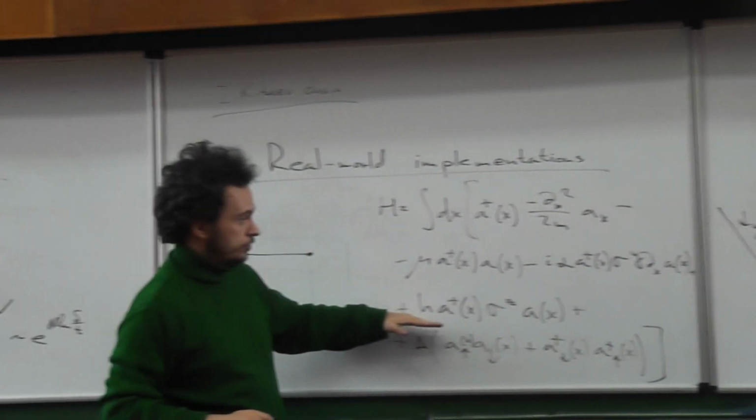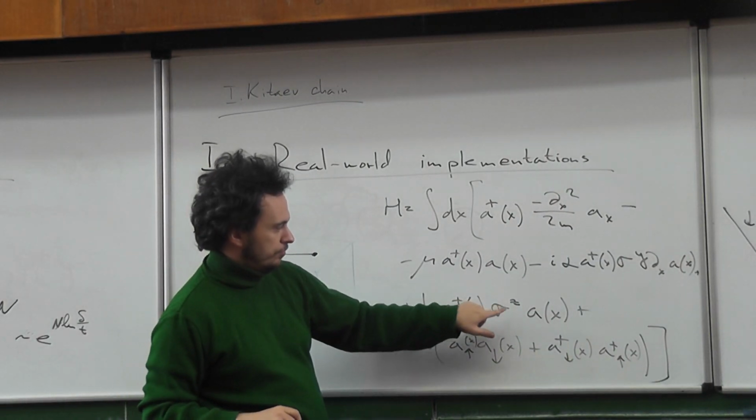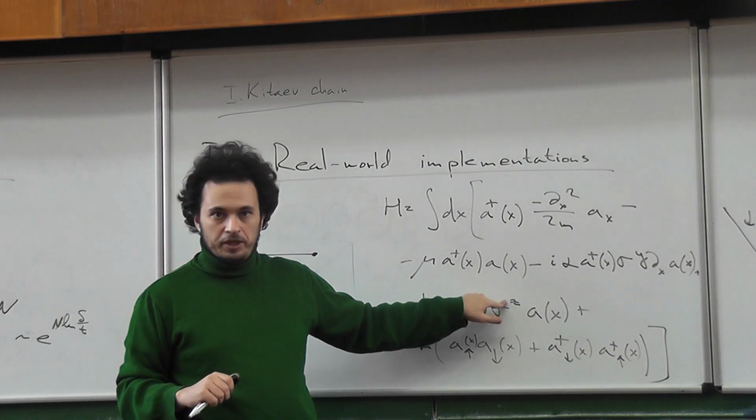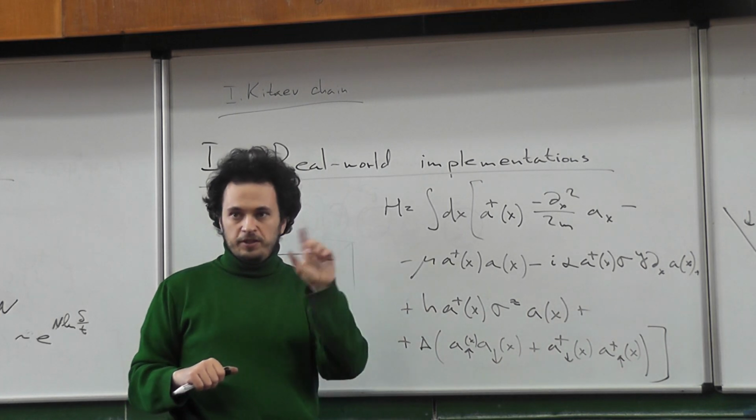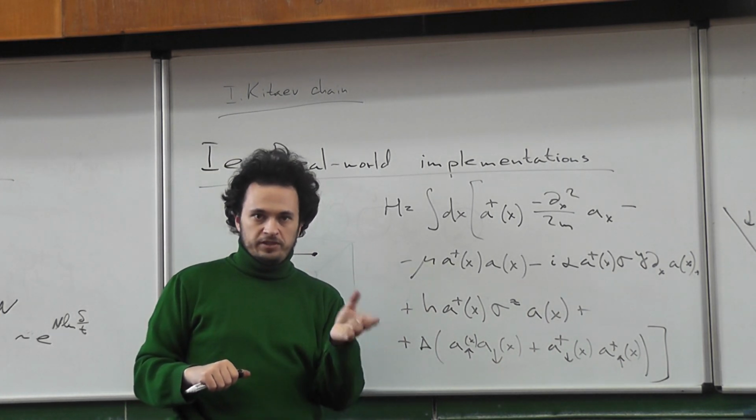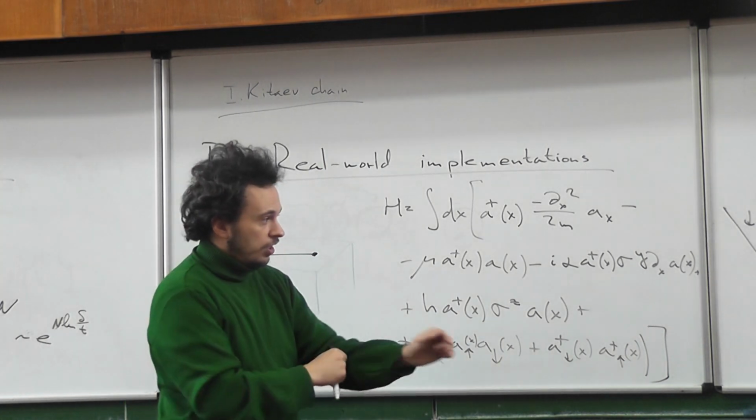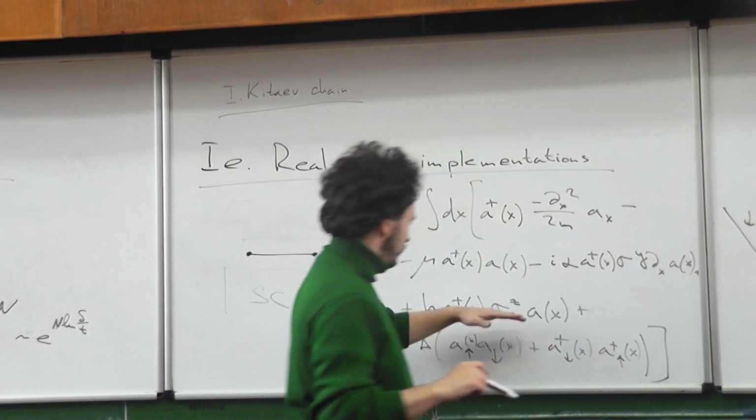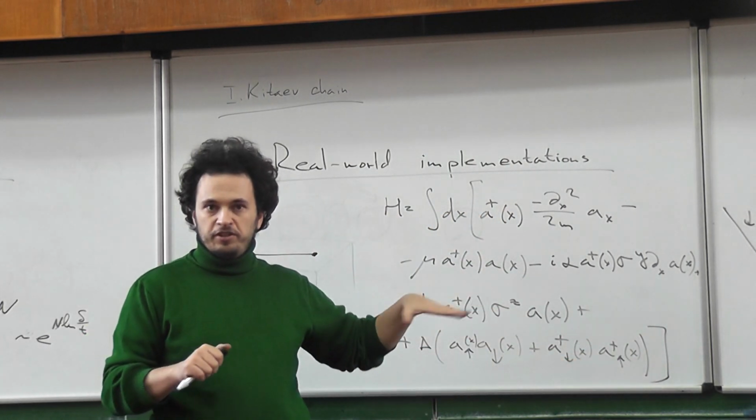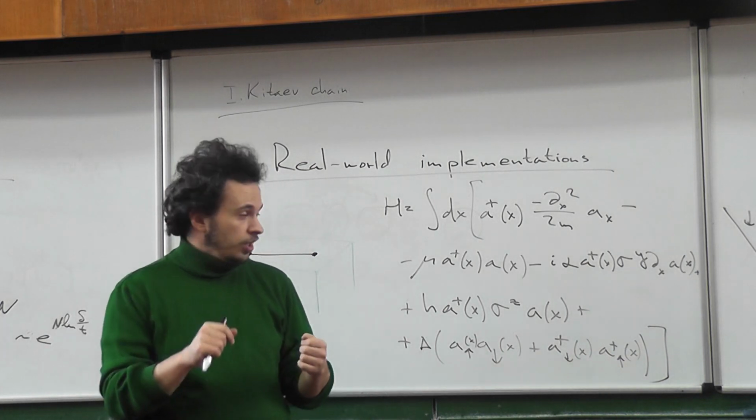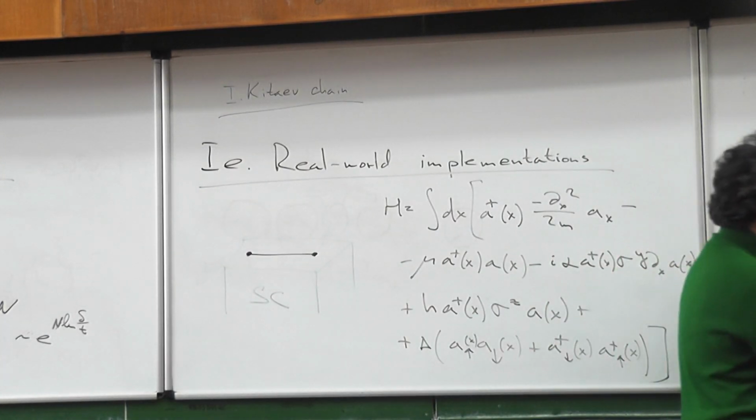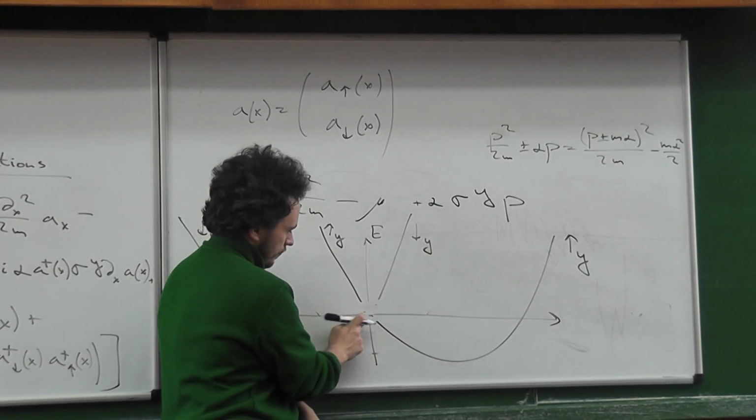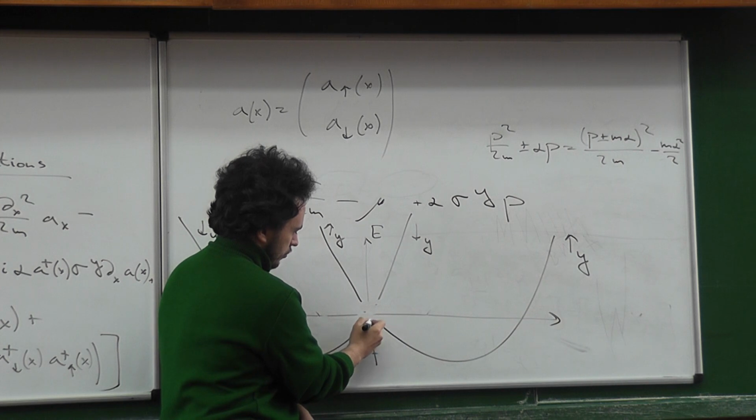Now I have the magnetic field term. The magnetic field term couples to sigma z, which is not sigma y. Sigma z would like to flip up y into down y and vice versa. But it's translationally invariant. It cannot give me any momentum shift. Only where the two momenta cross can it flip one into the other, and then it opens a gap.